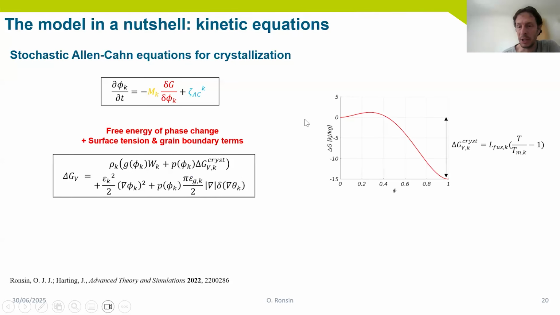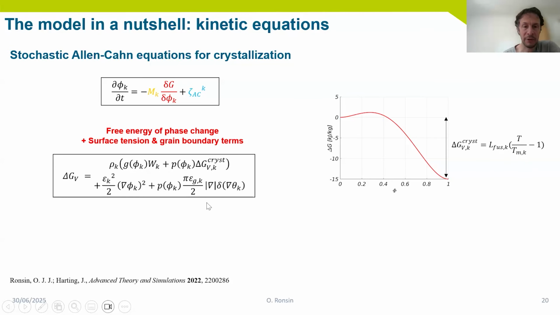Without going into much detail, the function, depending on the order parameter, looks like this. At 0, you have the liquid state, you have an energy barrier in between, and at 1, you have the crystalline state, which is energetically more favorable here, and which is related to the crystallization property of the material, so typically the heat of fusion, the melting temperature, and so on.